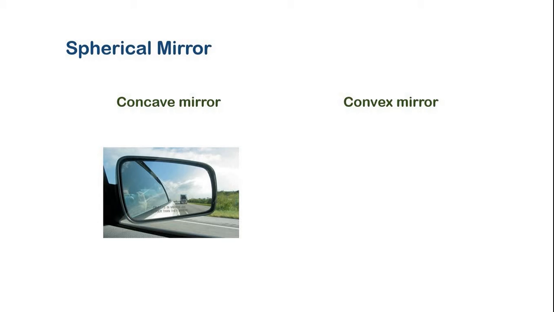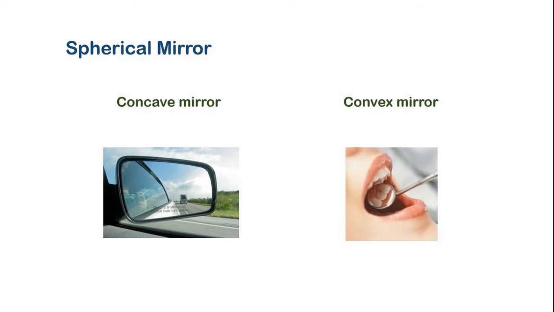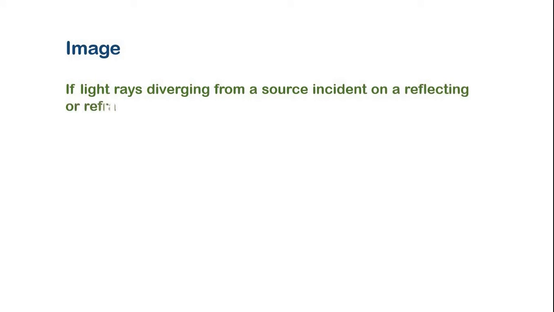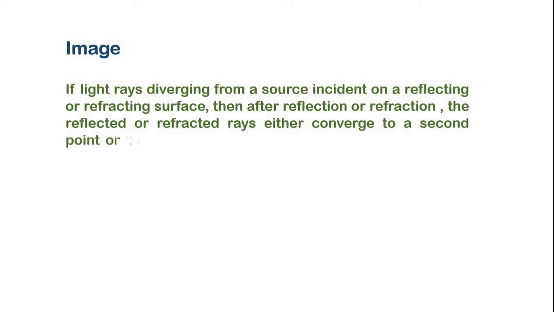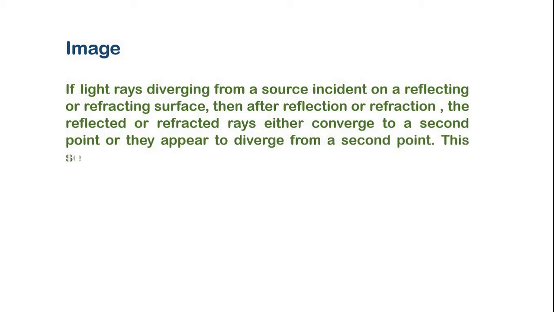In all types of mirrors, image is formed. So, what is image? If light rays diverging from a source are incident on a reflecting or refracting surface, then after reflection or refraction, the reflected or refracted rays either converge to a second point or they appear to diverge from a second point. This second point is called the optical image of the first point.